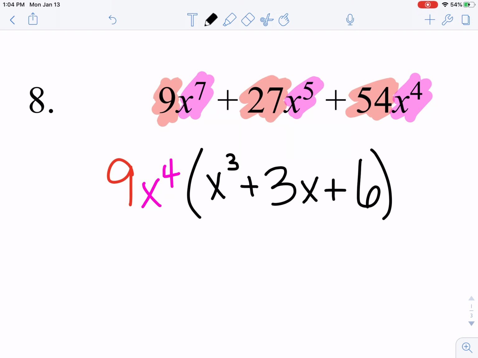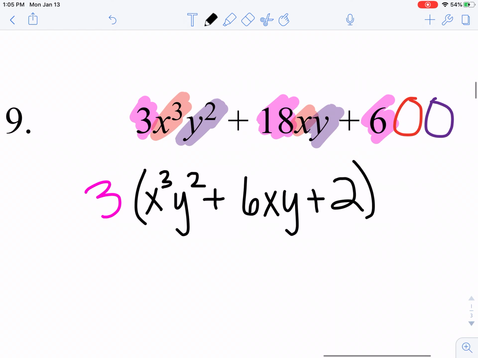So when I divide that first term by that 9x to the 4th, all I'm left with is that x cubed, because remember, when we multiply two things with an exponent, we're adding the exponents, or when we divide, it's subtraction. So if you redistributed that, you get back to that 9x to the 7th. And then if we look at that middle term, I have 27x to the 5th. If I divide that by 9x to the 4th, I'm left with my 3x, and the 54x to the 4th divided by 9x to the 4th is the 6, because 54 divided by 9 is 6, and x to the 4th divided by x to the 4th is just 1.